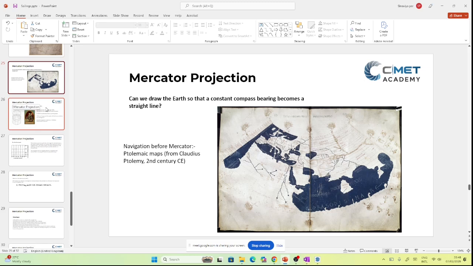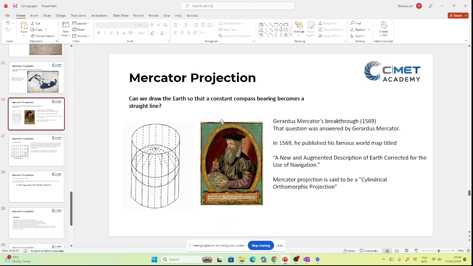So then this was a problem: can we draw the earth so that a constant compass bearing becomes a straight line? That means when you're sailing, you must be able to sail along a constant compass bearing without changing it, like in a great circle sail. Right? So how to do that? The answer was given by this person, Gerardus Mercator, right?